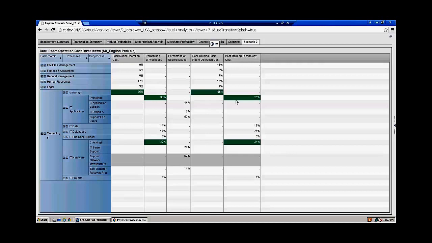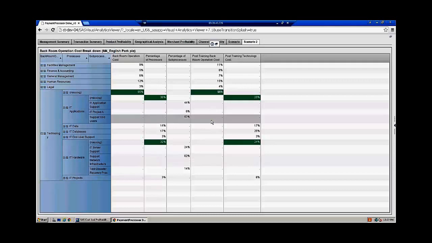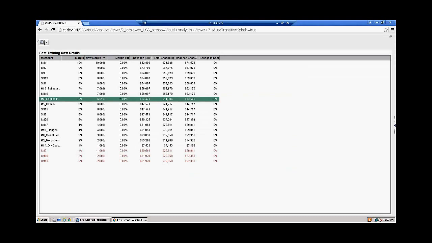As you can see, technology cost went down from 65% to 55%. IT application went down from 30% to 25%. And the IT hardware cost went down from 32% to 24%. Let's take a look at a linked report that shows revised margin after training. The highlighted row shows that Merchant 4's margin improved from negative 3% to positive 6.81%.